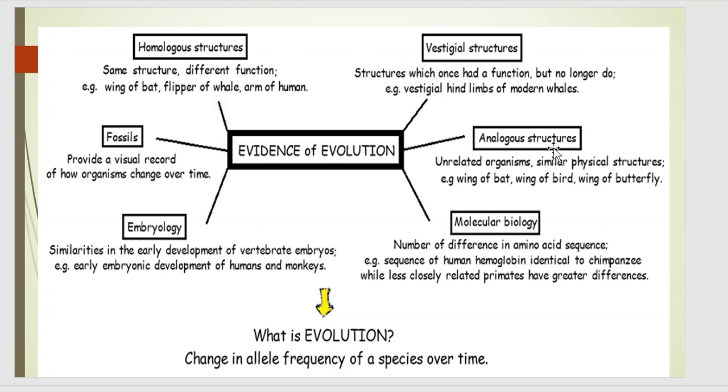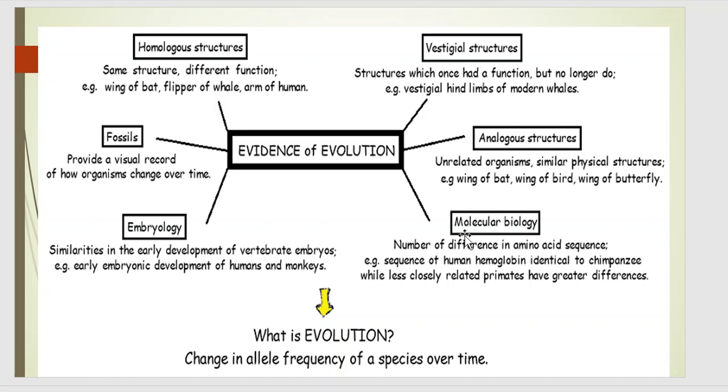Another one is analogous structures. They are unrelated organisms with similar physical structure. For example, the wing of a bat, wing of a bird, and wing of a butterfly. So they all have wings, but they are of different origin. So what does that tell? These organisms evolved in the same environment, developing the same trait.